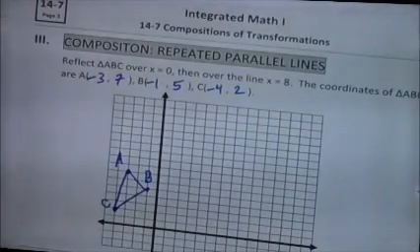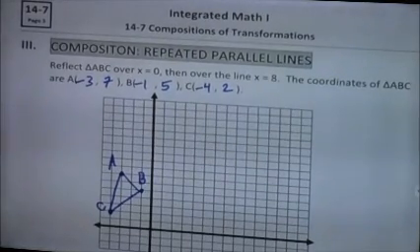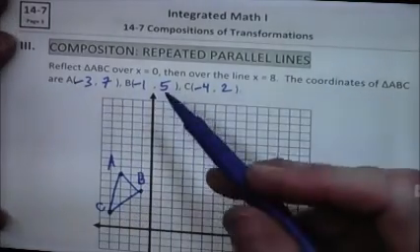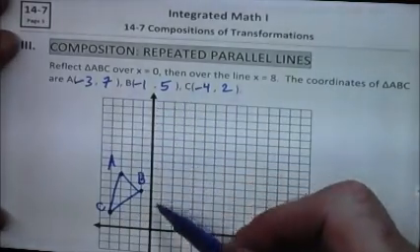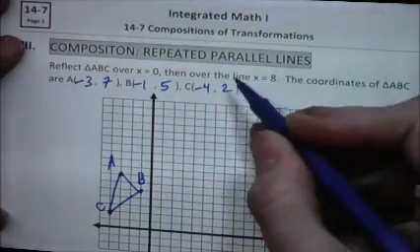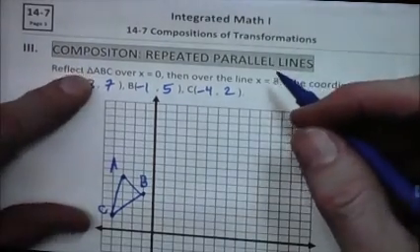This is the last part of section 14.7. We're going to do two compositions, one of them with repeated parallel lines and one with repeated angles. So on this first one, we're going to reflect this triangle over x equals 0, which is the y-axis here. And then we're going to translate it, or the new one, over the line x equals 8. So we'll start with this one.